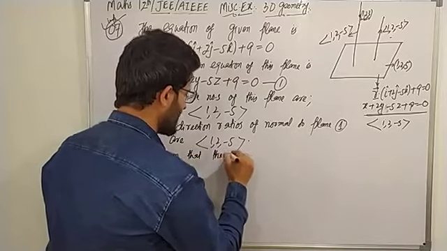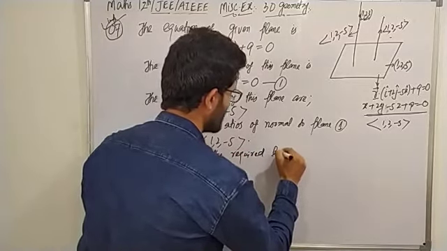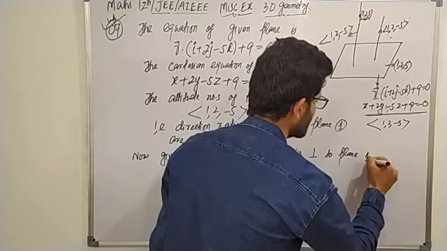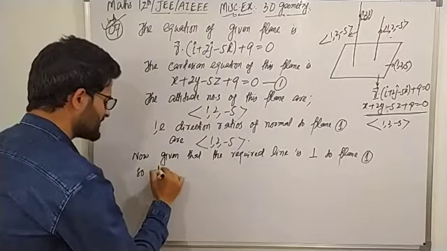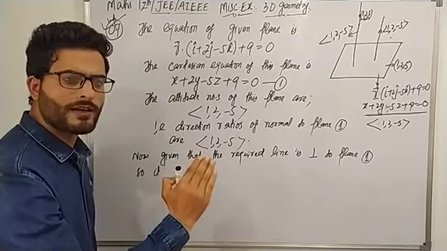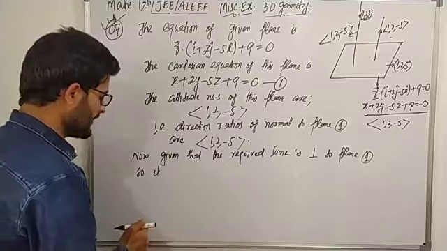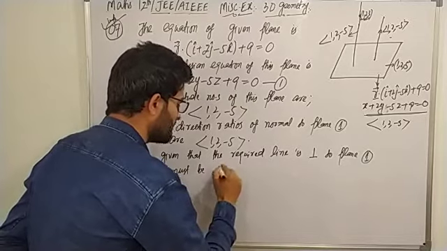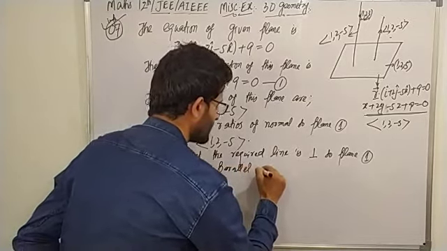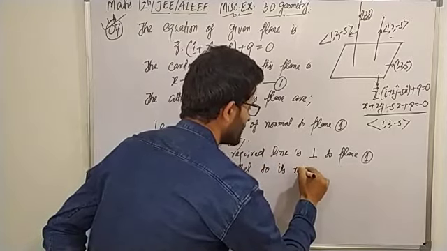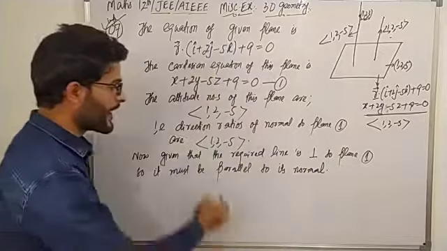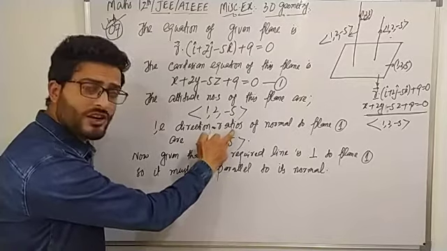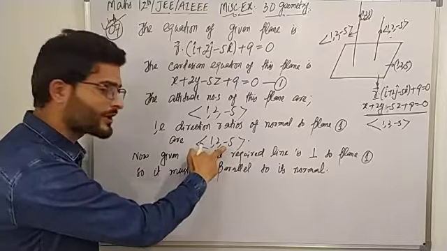Now given that the required line is perpendicular to the plane, so it must be parallel to its normal. When the line is perpendicular to the plane, its normal and this line will be parallel. So it must be parallel to its normal. What are the attitude numbers of the normal? 1, 2, minus 5. So the direction ratios of the normal are 1, 2, minus 5. So what will be the direction ratios of the line?